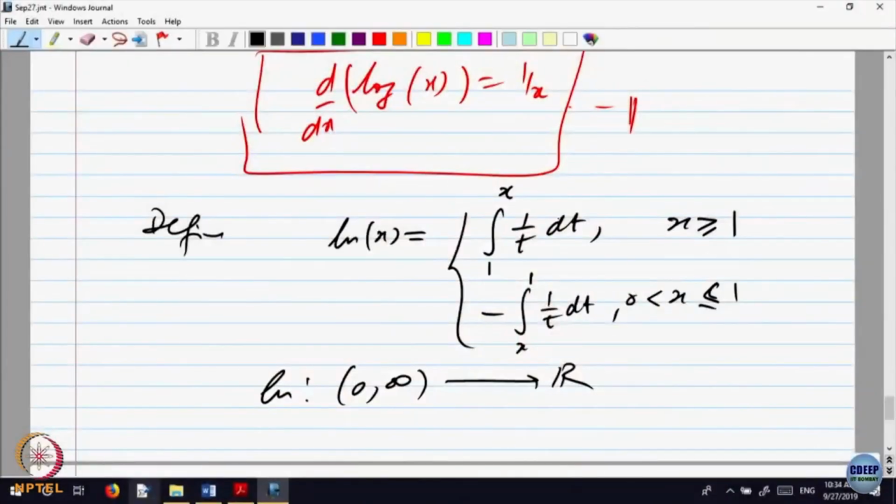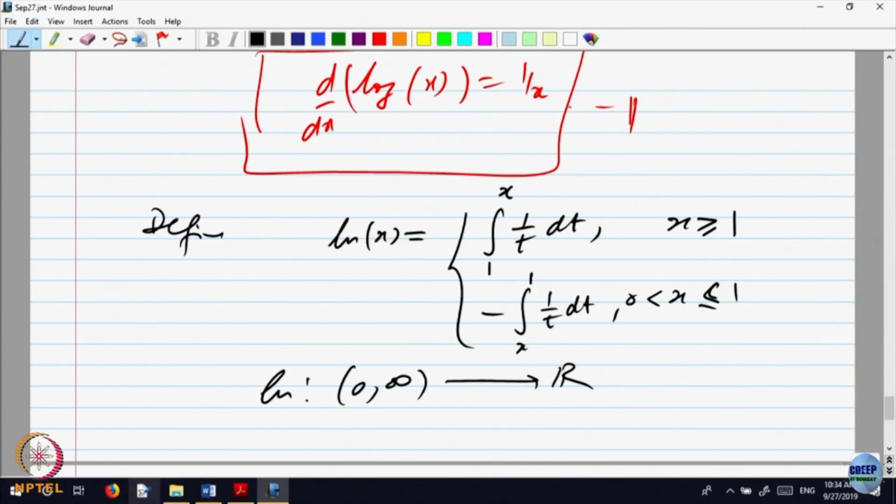At 1 it crosses the x-axis, right? Log, and what happens as you go on increasing? What happens to ln of x as x goes to infinity? One can use this itself, 1 over t, to show that as x increases, the area keeps on increasing, right? It goes to infinity. So it keeps on increasing.